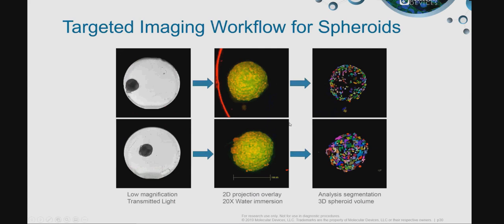Here's another example in this targeted imaging. You can see that in this case, we're doing a whole well image at low magnification. In transmitted light, we're finding our spheroid. You can see their different positions. In this case, this is done with our water immersion with this thicker object. We can then automatically zoom in and acquire that at high magnification. As you see here, we went from low to 20x, and then do a 3D segmentation to look at individual cell counts, spheroid volume, and so on.